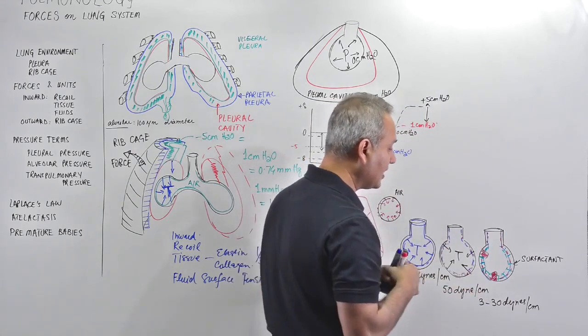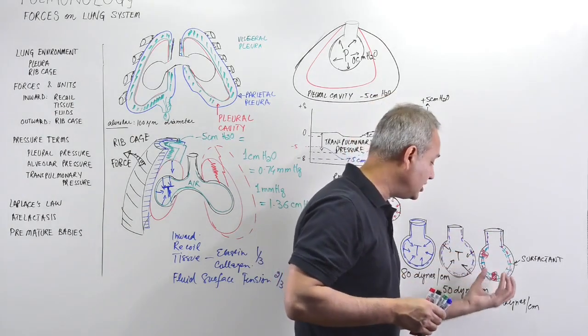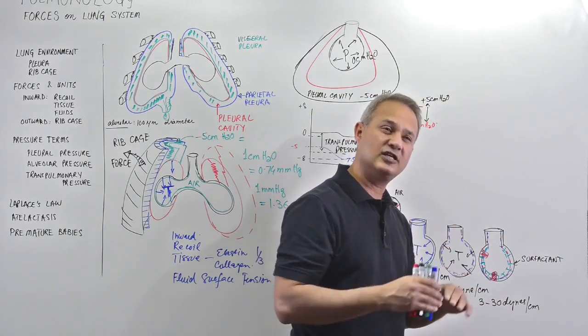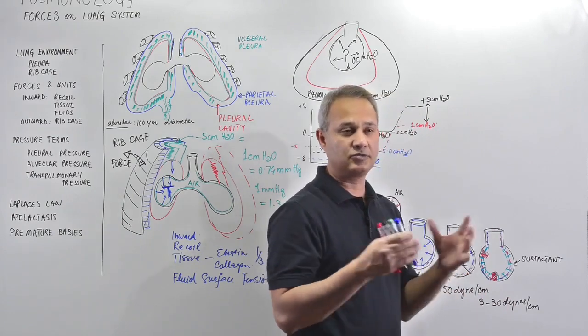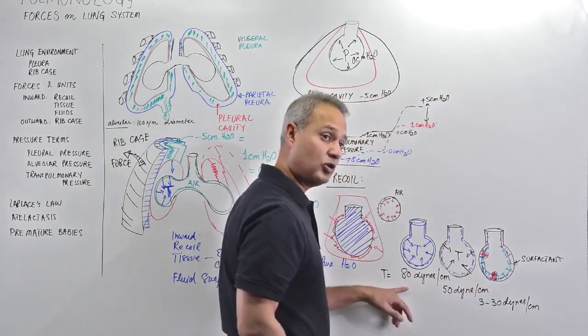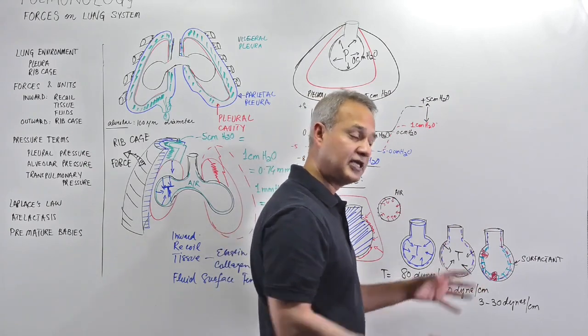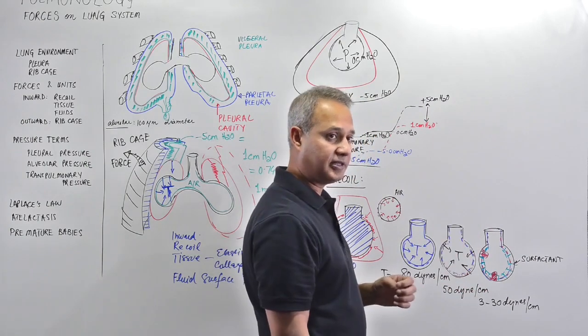Surfactant in turn reduces the surface tension of the water and the fluid here enough that the surface tension goes down to about 10 to 15, way lower than if it was just the water. So this is the effect of the fluids and the recoil generated by them.